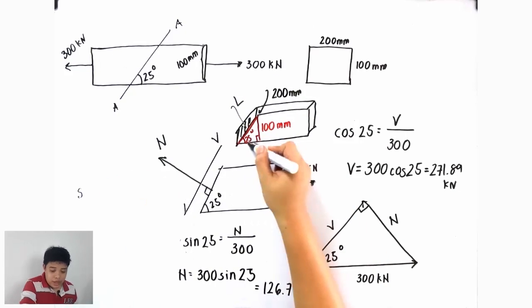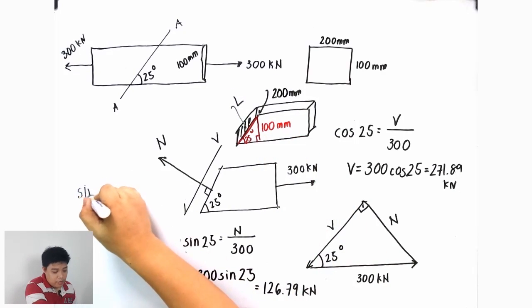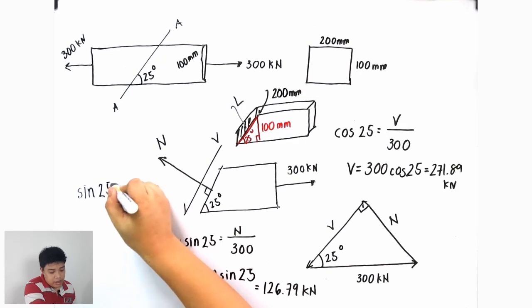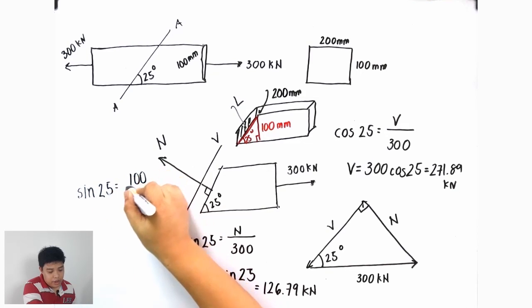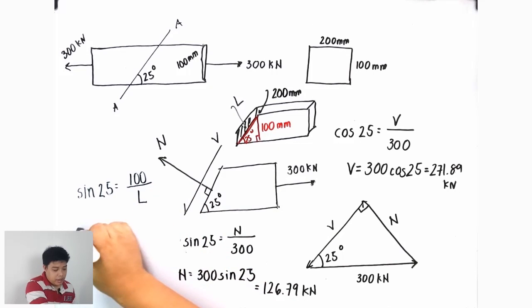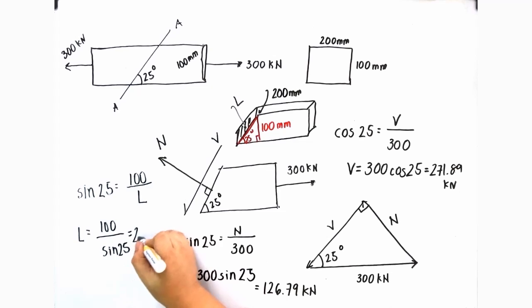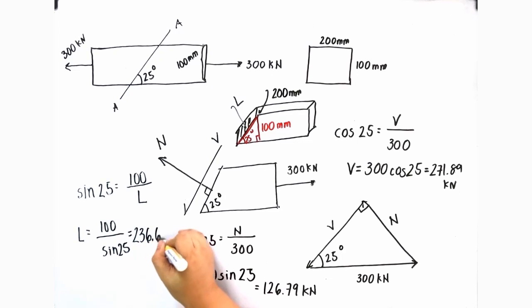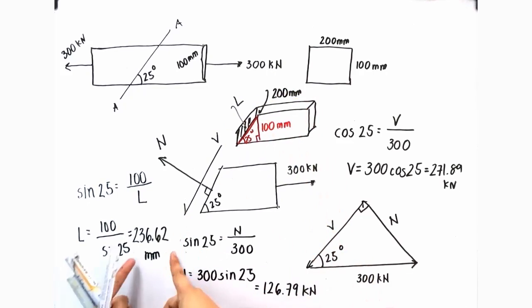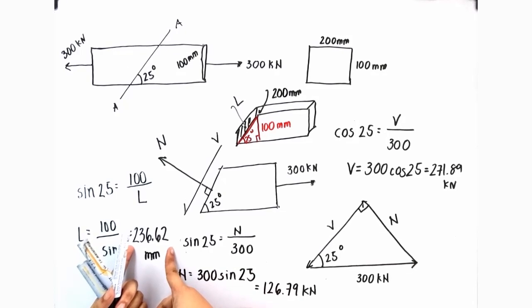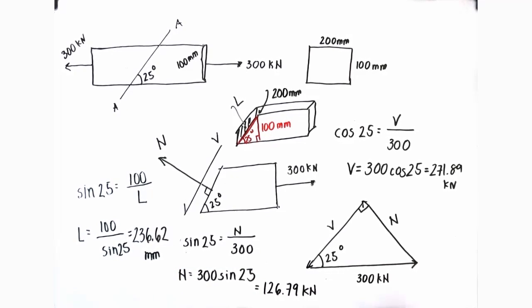In looking at this right triangle, sine of 25 degrees is simply 100 over L. So therefore, this length is 100 over sine 25. And that is equivalent to 236.62 millimeter. So therefore, the area that you're going to use is simply 200 by 236.62. So we can now get the normal and shearing stress.